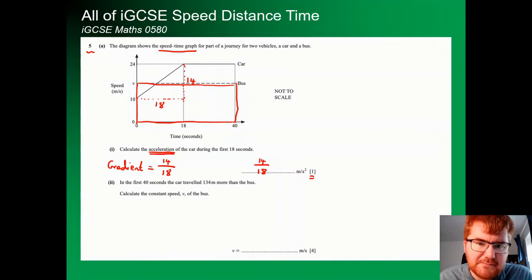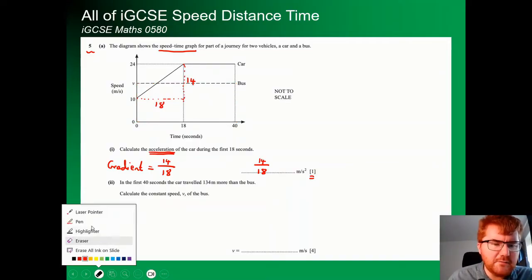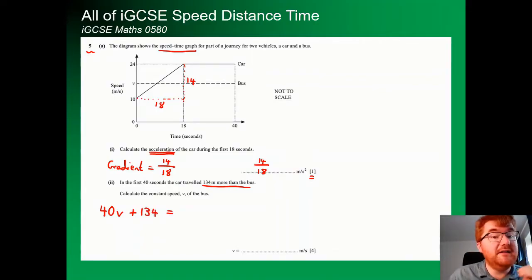So what's an expression to represent this? Well, the bottom of this rectangle is 40. The height is equal to v. So the total distance travelled will be 40 times v. That gives you the area of that particular rectangle. Hopefully I can delete this so you can see the car a bit later on. And we're told in the question the car travelled more than the bus, so we need to add on 134 here to equal the total distance travelled by the car.